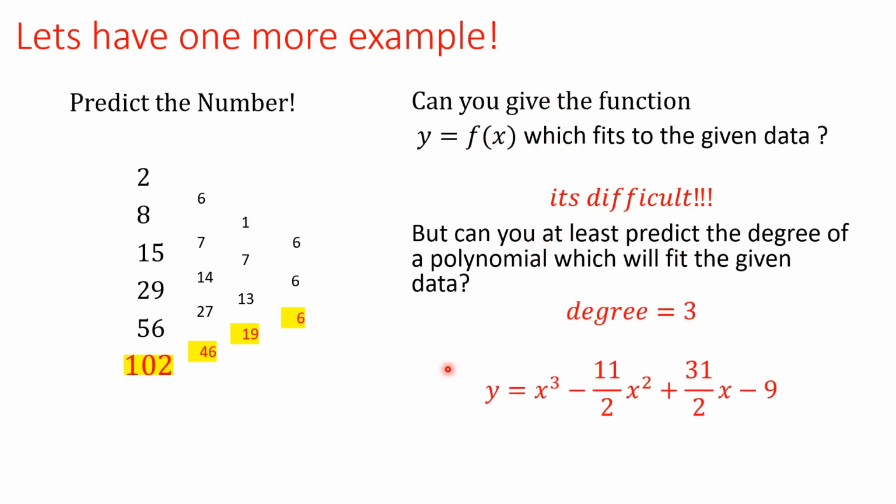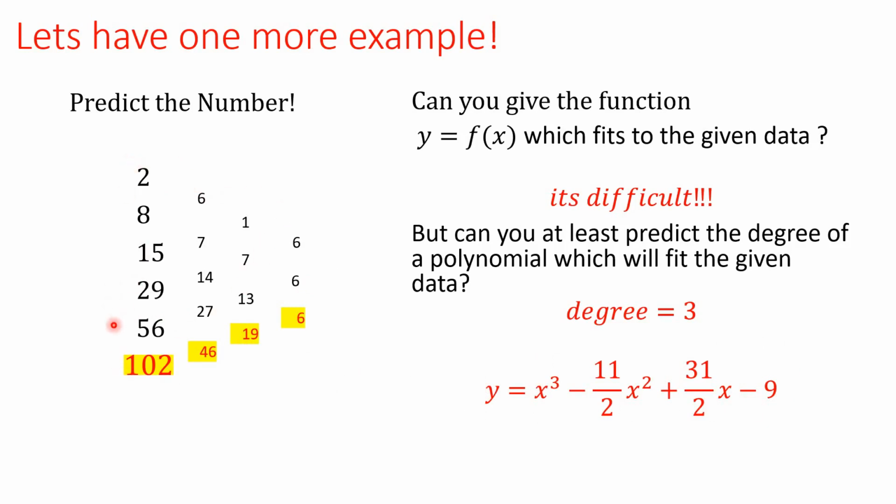And you can see here the polynomial which fits given data is this: y is equal to x cube minus 11 by 2 x square plus 31 by 2 x minus 9. How to find this polynomial, that we will see later on, but you can check for these given numbers. You can put x is equal to 1, it will give you 2. When you put x is equal to 2 in this polynomial, it should give you 8. Likewise, when you put x is equal to 6, this should give you 102. So this is the polynomial which fits given data.